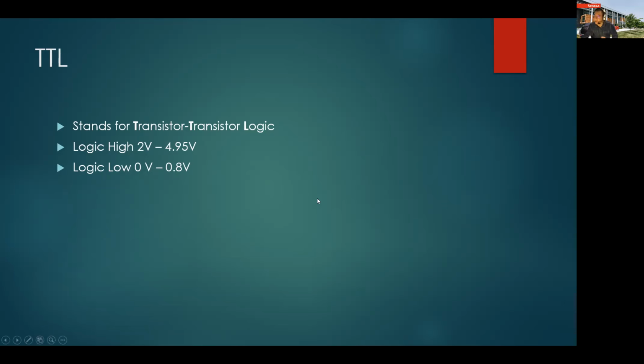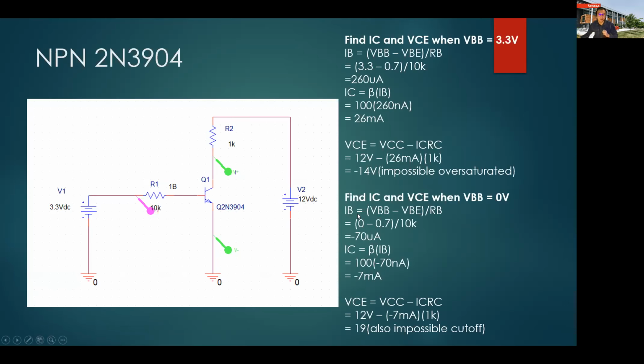And the first circuit we're going to build is the 2N3904. It's an NPN transistor. And don't worry about all these calculations right now. I'll talk more about that later. Let's just try to build the circuit together first.